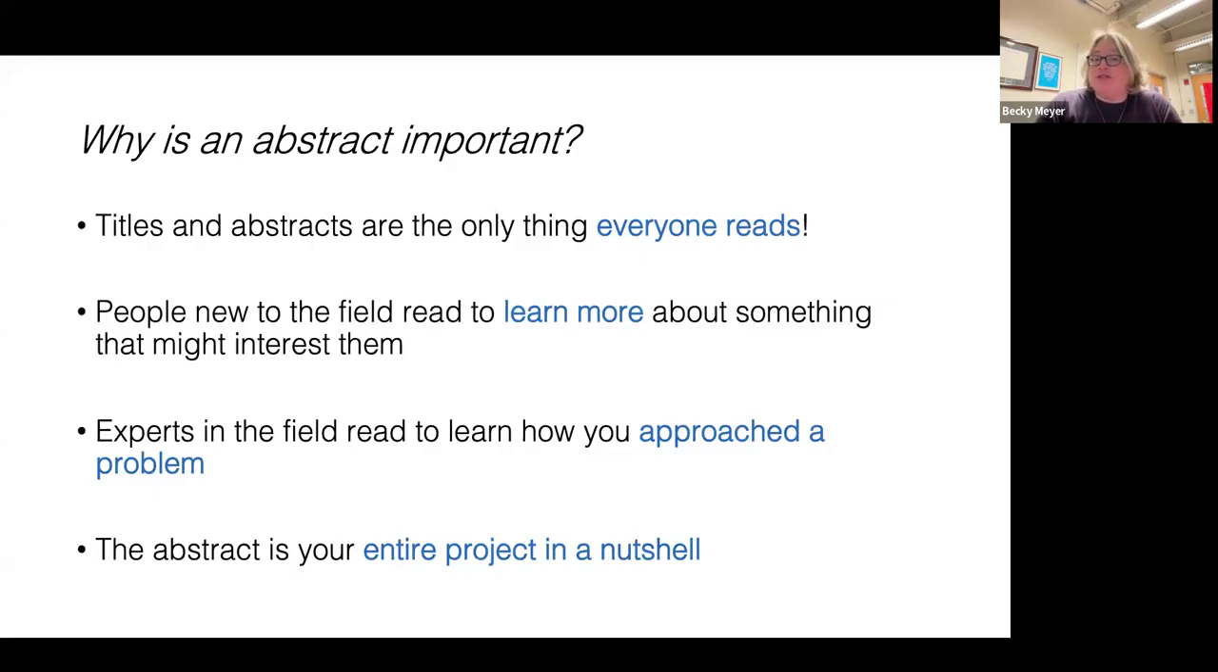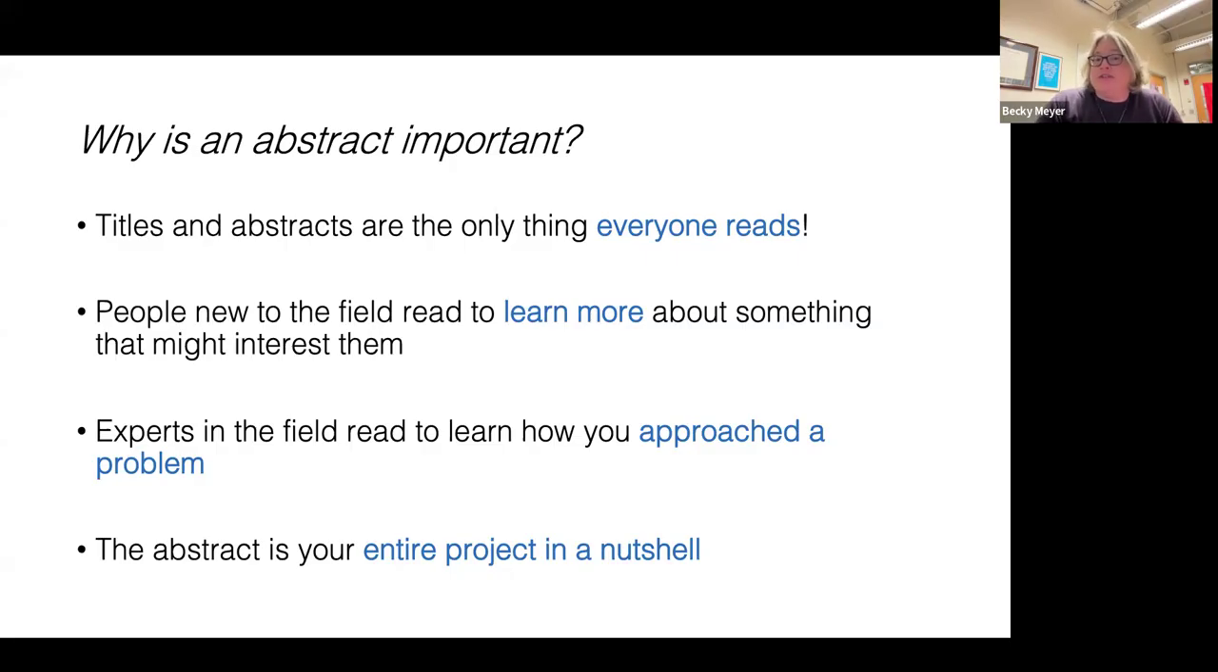So if people are new to the field, they read your abstract to try to learn a little bit more about something that might interest them. So they read your title, they read your description of your project and see if they want to learn more about what you did. So you have to write for them to make sure you tell them all the information they need.